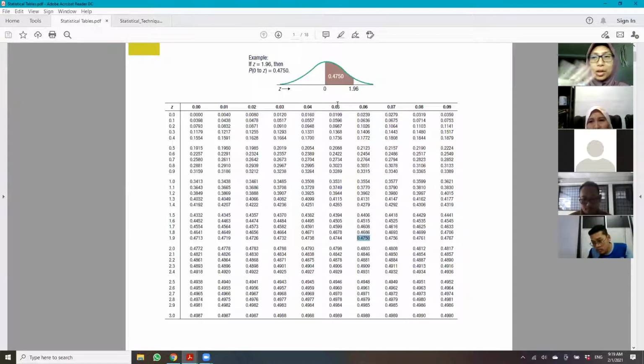Bezanya, Z ni bukan probability. Z is distance. Tahu distance? Jarak. How far you are from the center. Center awak ni zero. Sebab when you standardize, you ingat balik formula standardize? To get Z, Z is X minus mu over sigma.